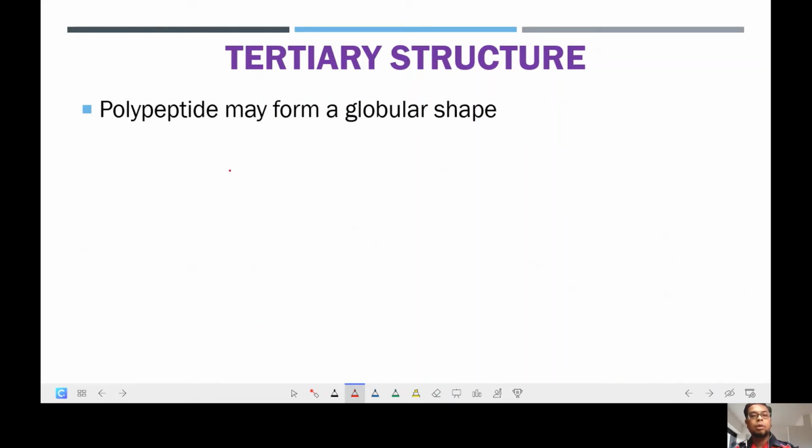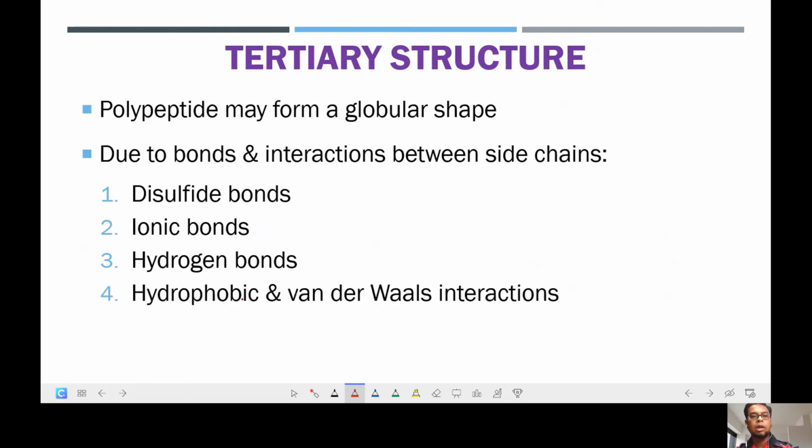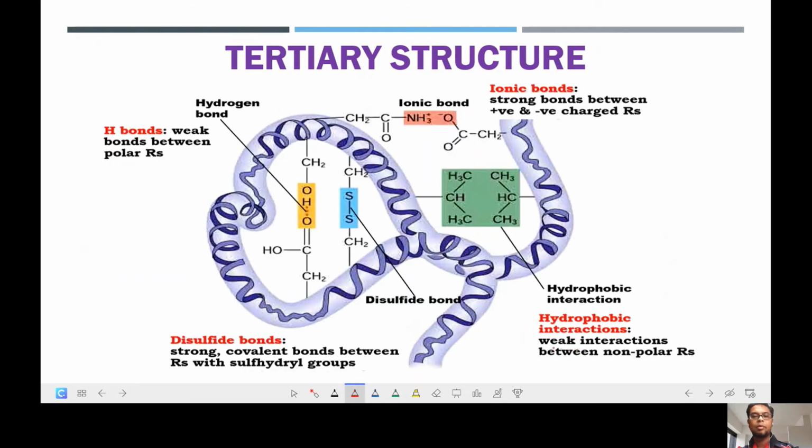And sometimes the polypeptide chain may be coiled even further to form a globular shape, and this is called the tertiary structure. The tertiary structure is maintained due to certain bonds or interactions between the side chains, such as the disulfide bonds, the ionic bonds, the hydrogen bonds, or the hydrophobic interaction together with the van der Waals interactions. For example, myoglobin is a type of globular protein that shows the tertiary structural level. In this particular diagram, we can see how certain bonds can maintain the tertiary structure of the protein.